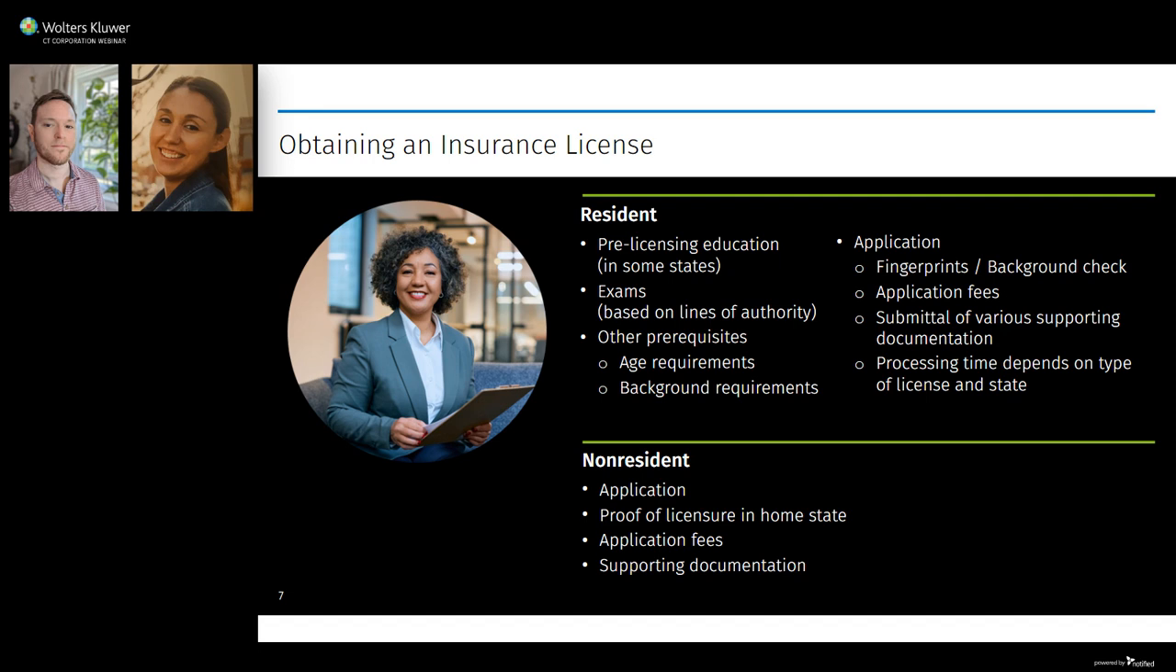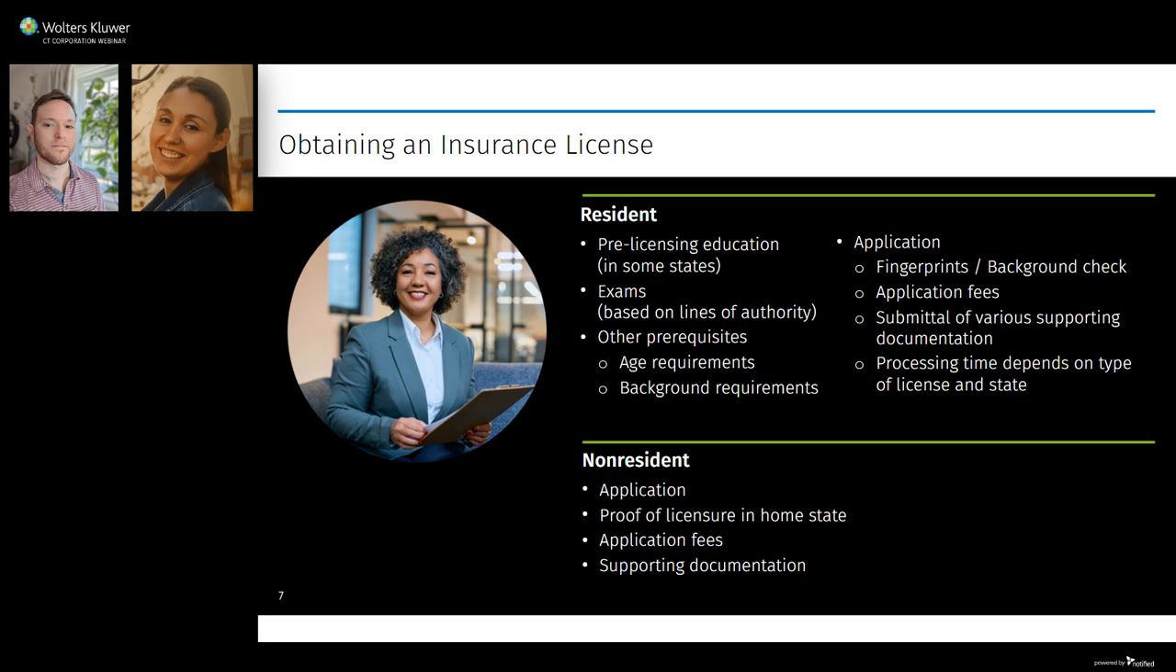A majority of the states will require fingerprints or a background check. The fee usually needs to accompany the application, and any supplemental documents may be needed as well. These can include documents supporting background history, a bond for certain license types, or maybe a driver's license copy. A few states also require some sort of an affidavit. The processing times vary based upon license type and the state. Some applications can be approved in as quick as 2 days, while others can take up to a few months.